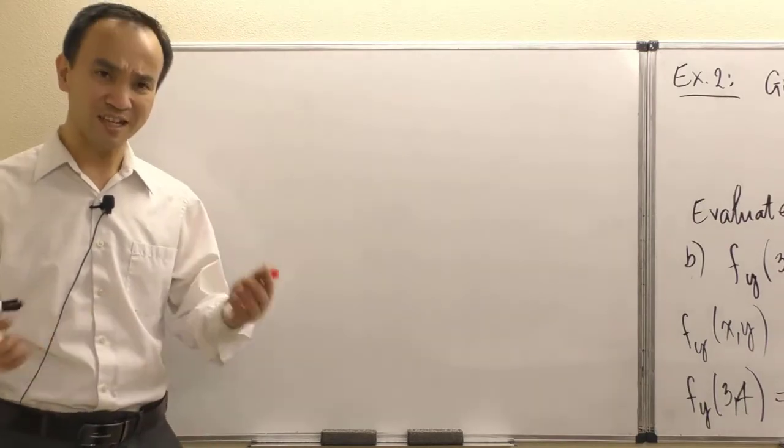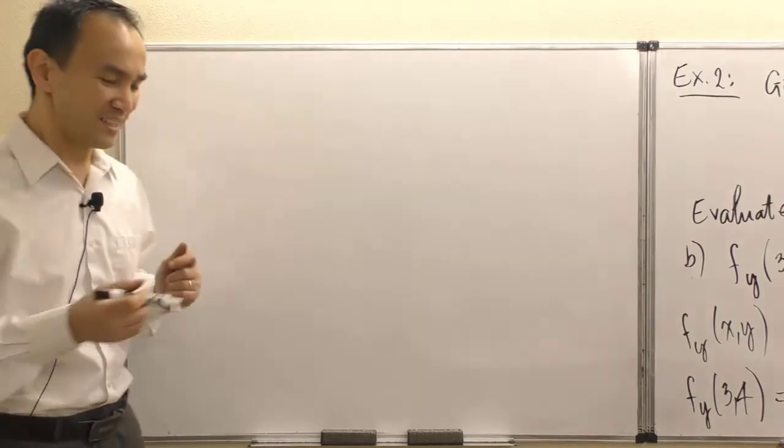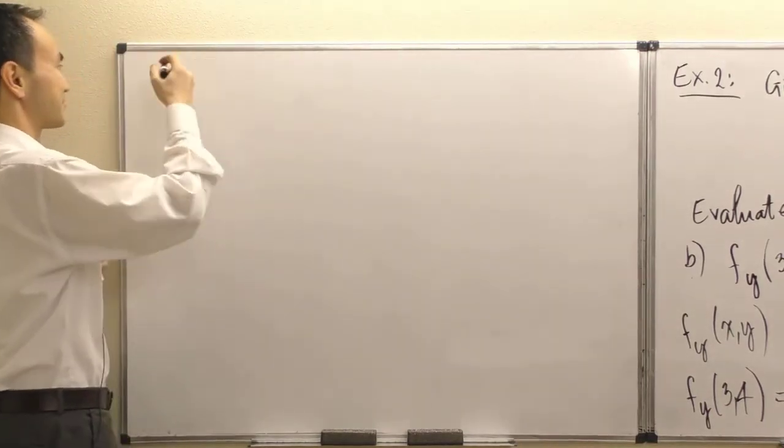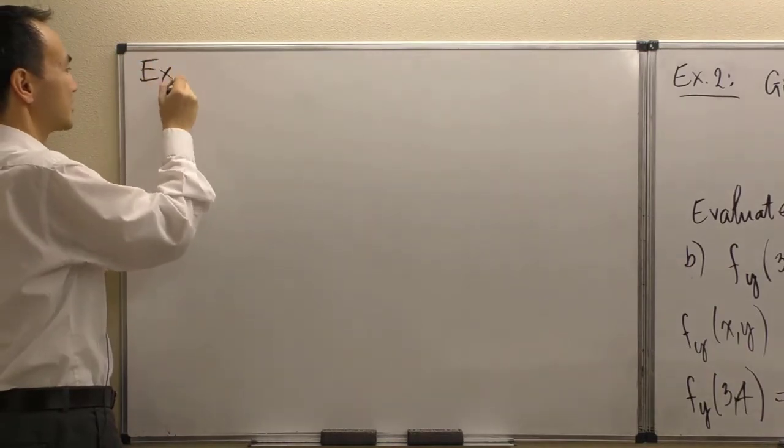Okay, so let's look at some examples of how we can find the partial derivatives of a function of three variables. All right, so now let's look at example 3.